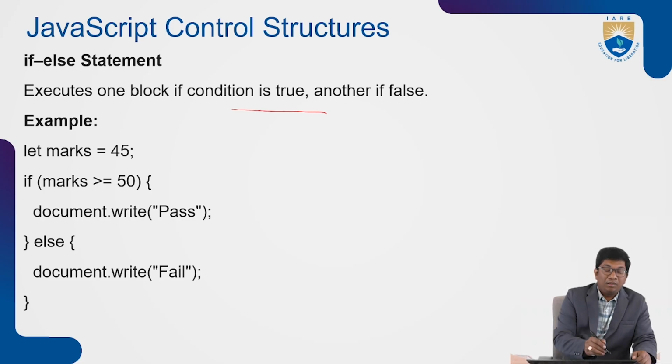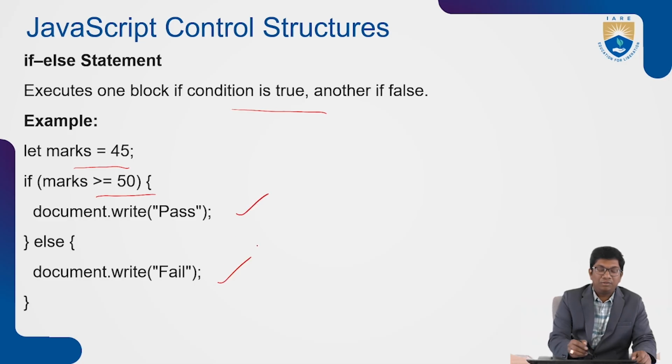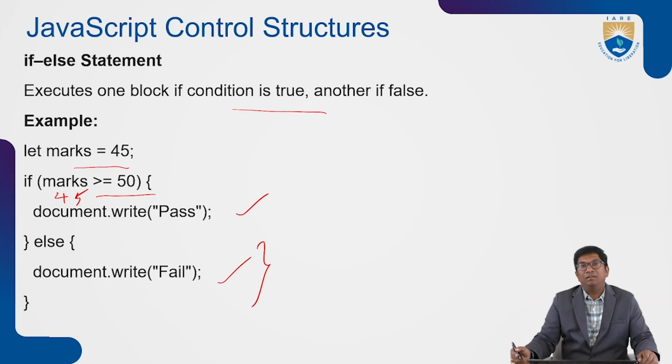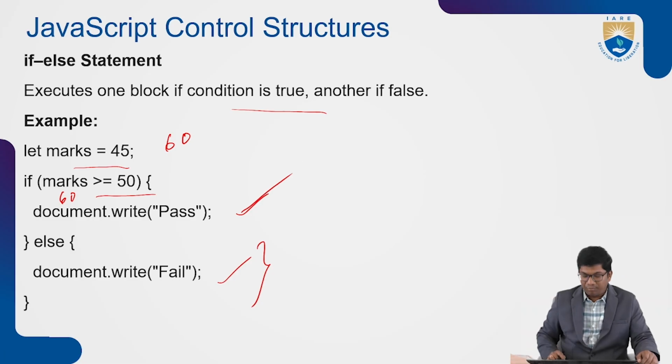A simple example: we take marks as 45. If marks is greater than or equal to 50, then pass in that subject. Otherwise, fail. Here we gave marks as 45. 45 is not greater than or equal to 50, so it goes to the else block and displays fail. The output you get in our browser is fail. Suppose the marks value is 60. 60 is greater than or equal to 50, right? Then it executes pass.